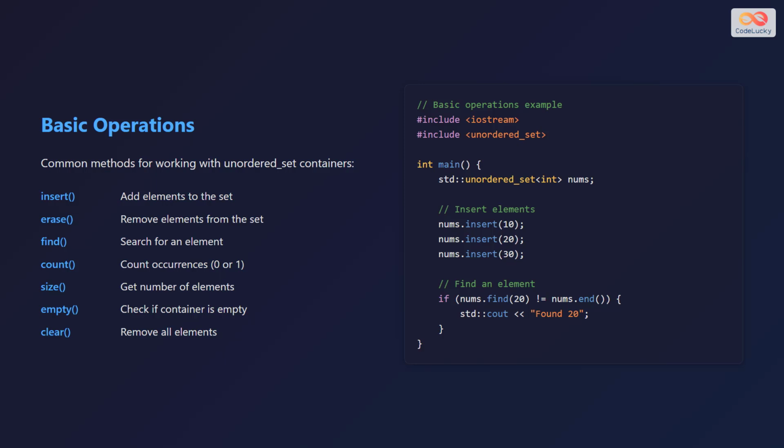Let's look at a code example. First, include the IOStream and unordered set headers. Then, inside the main function, create an unordered set of integers called nums. You can then insert elements into the set, such as 10, 20, and 30. To find an element, you can use the find function and check if the element exists in the set. If the element is found, print a message to the console.